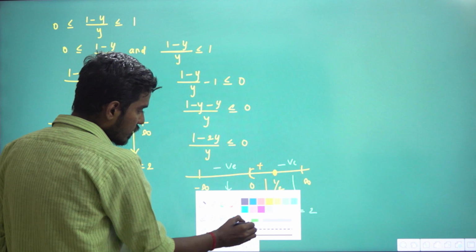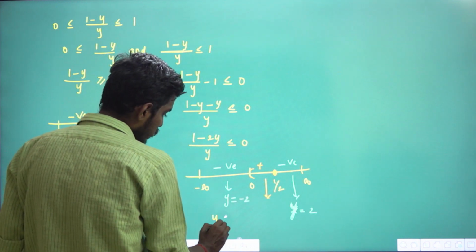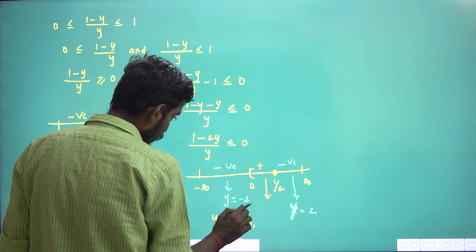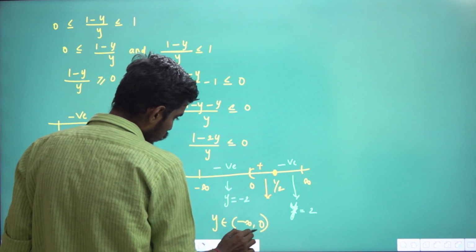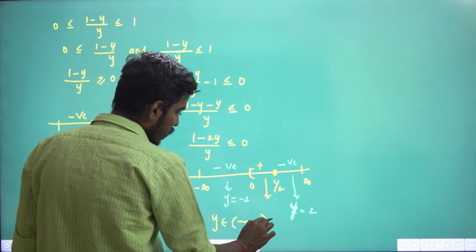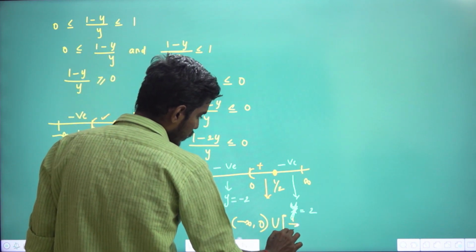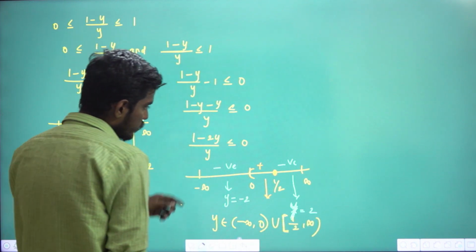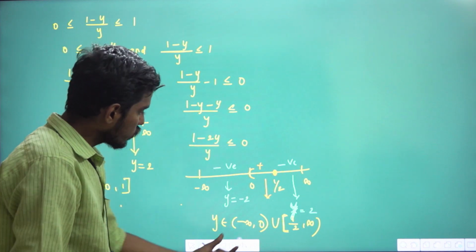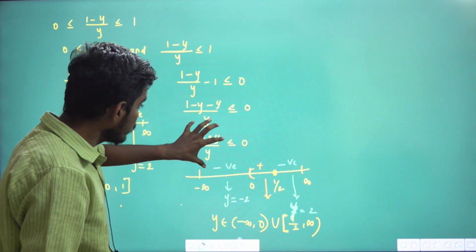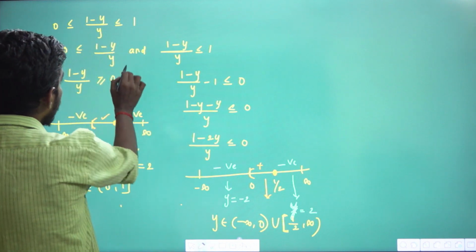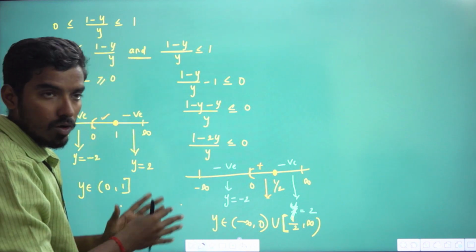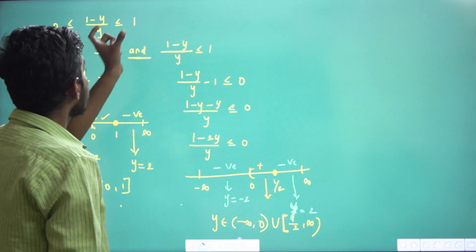So the y that satisfy this are: y belongs to minus infinity to 0, where 0 is open because when you put 0 it is undefined, union closed interval 1 by 2 to infinity. Correct? At 1 by 2 this will be equal to 0, so it can be equal to 0. So whenever you give y in this interval, this value will always be less than or equal to 0. Now there is an intersection. The y that satisfy both conditions will be from 0 to 1.